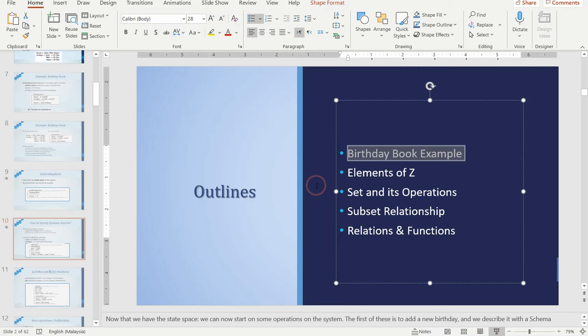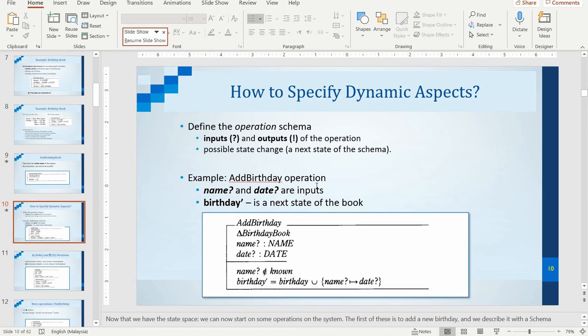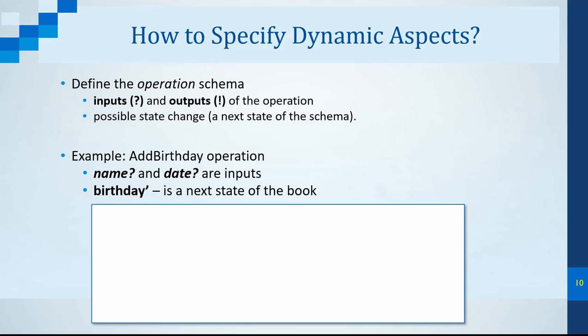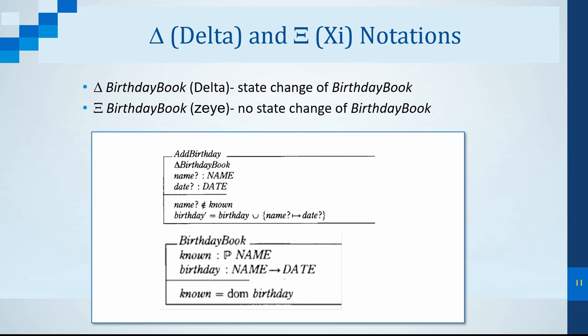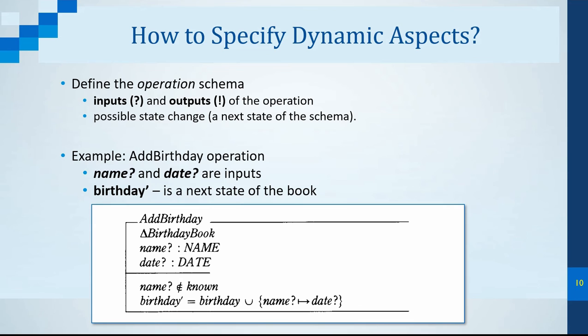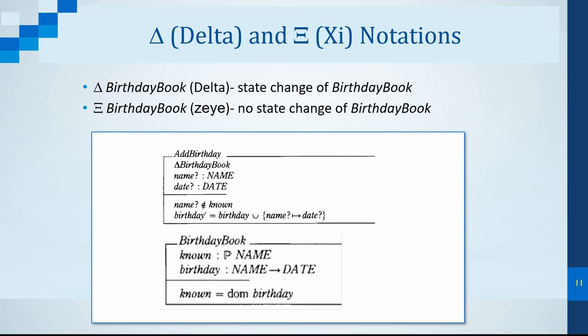Okay, we have to go back now. So this is just these two items or these two operations. We already talked about it. This is the delta. What does the delta mean? Because as we say, we have now a state schema. Anytime you edit or you change this state, the state is the birthday book. Anytime you change it, you have to use delta.